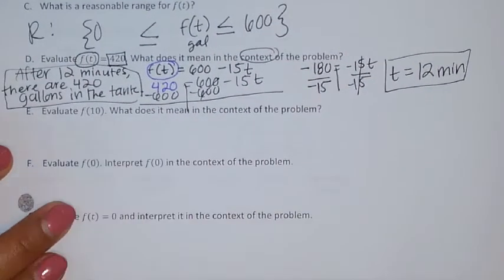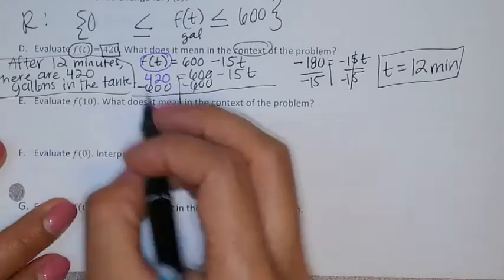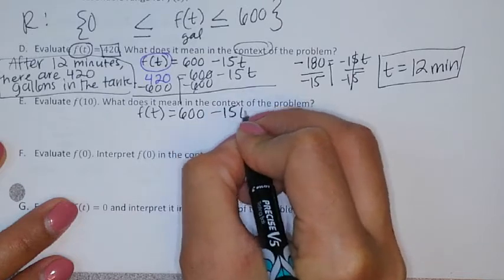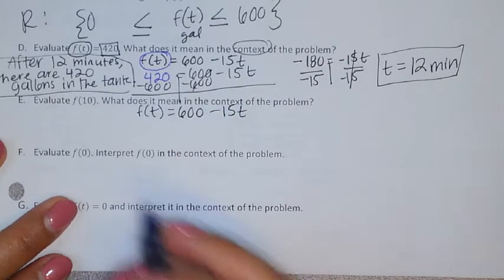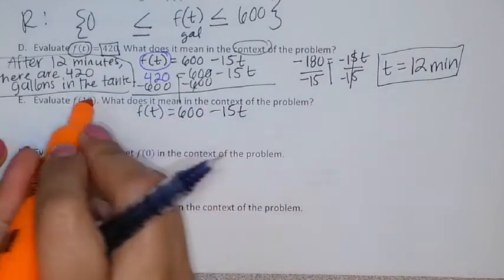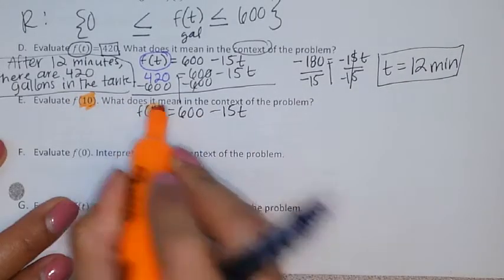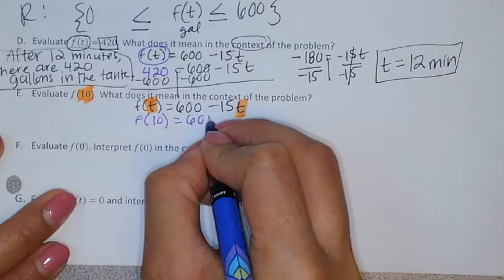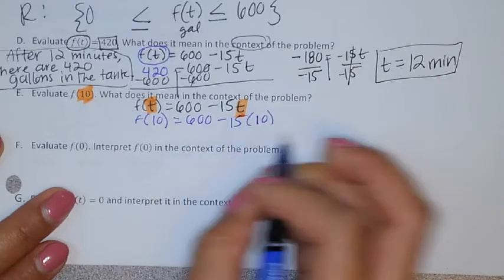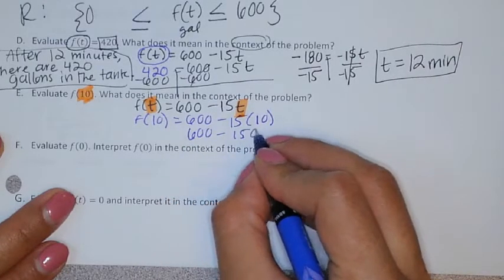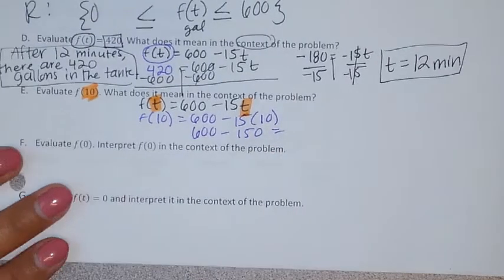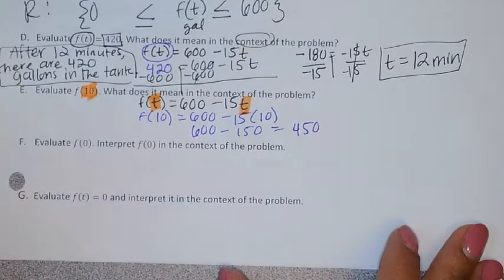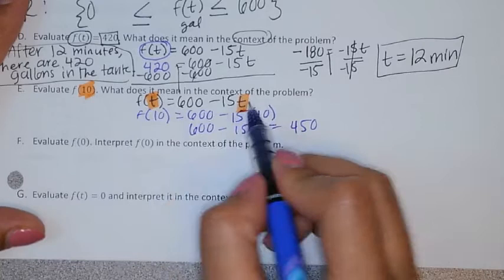Evaluate f of 10. So this goes back to what we learned a couple of days ago. I take my original equation, f of t equals 600 minus 15t. Now I have to evaluate for f of 10. So instead of the t, I'm going to substitute 10. So 600 minus 150 would give me 450.